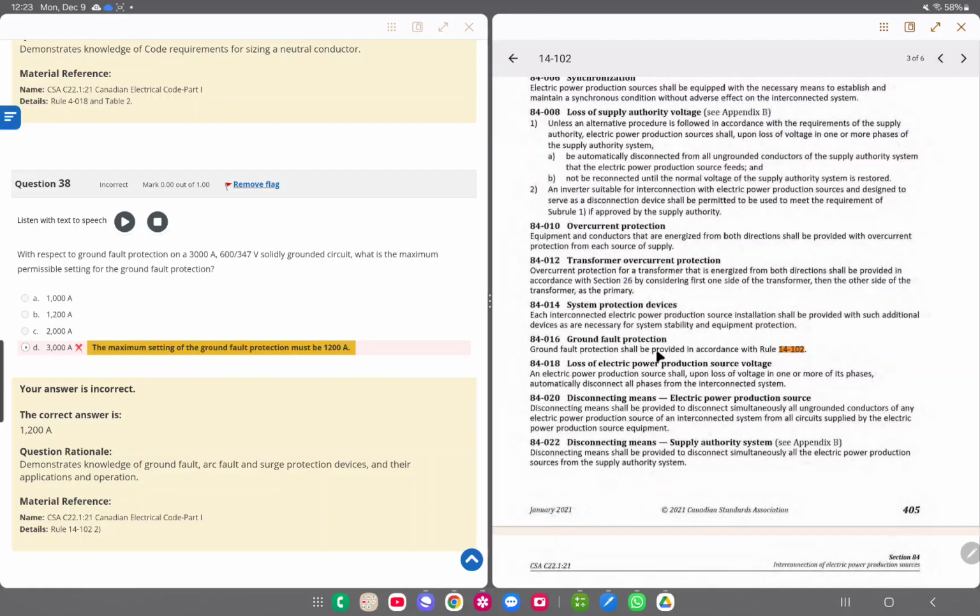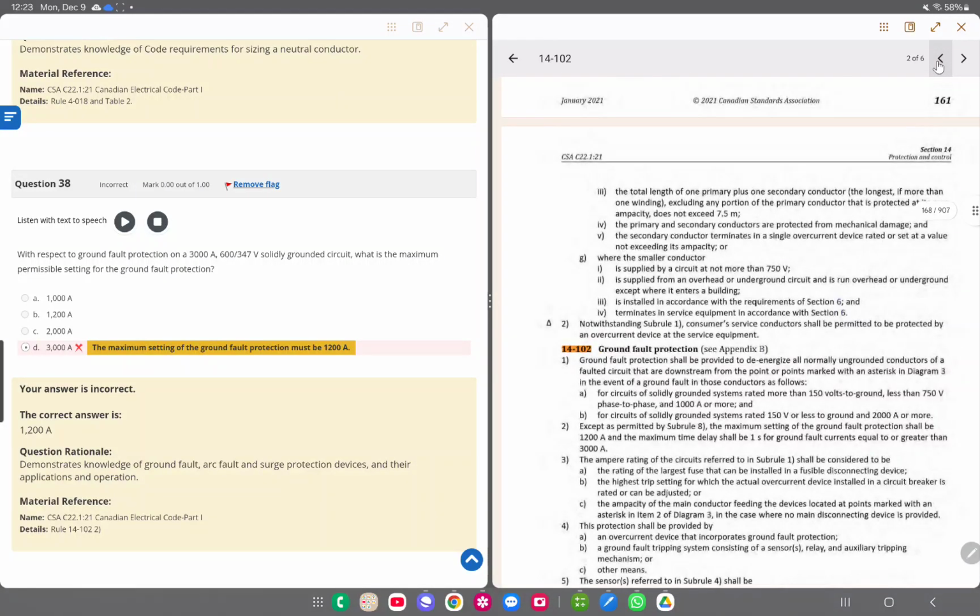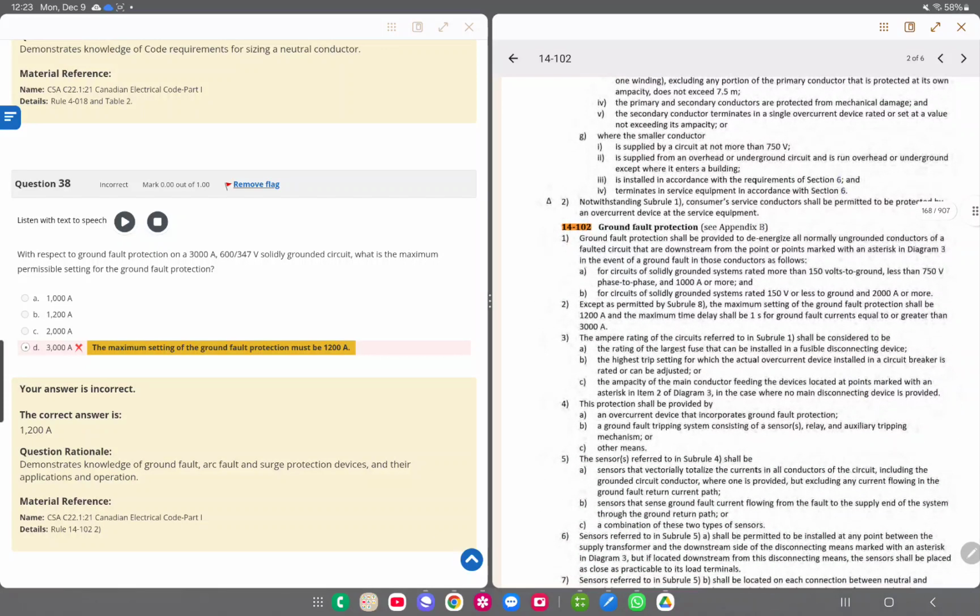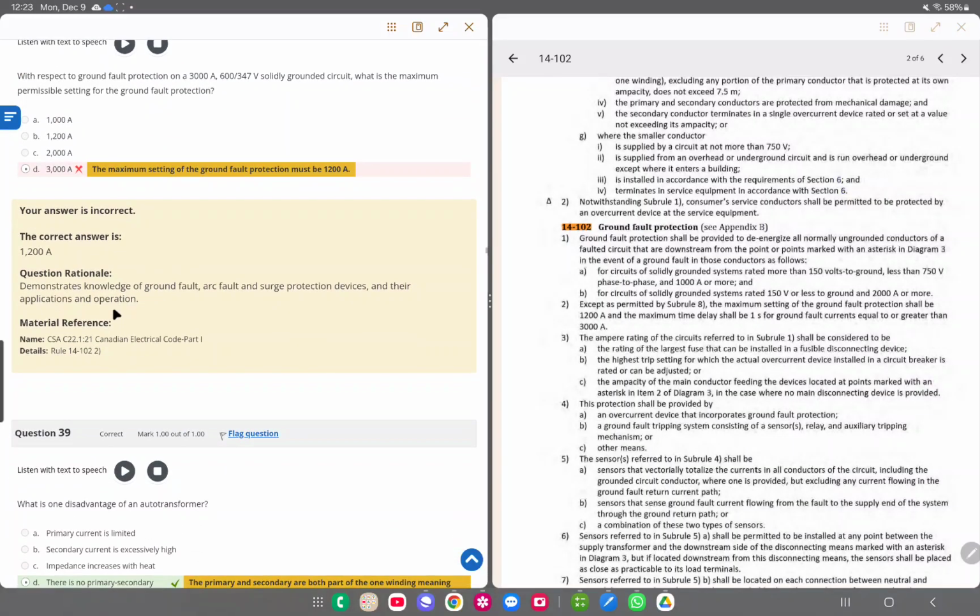Ground fault protection. 14-102. And here we have, with respect to ground fault protection, on a 3000 amp, 600/347 solidly grounded circuit, what is the maximum permissible setting for ground fault protection? So here we have in 14-102 subrule 2, except as permitted by subrule 8, the maximum setting of ground fault protection shall be 1200 amps. So right there is the answer. So the answer is 1200 amps.